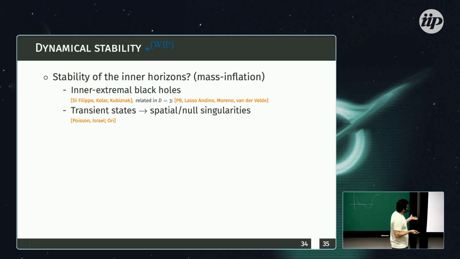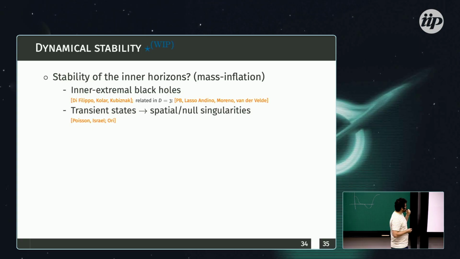Then there is the usual possibility that, if you poke the inner horizon a little bit, these solutions I've been telling you about should be interpreted as transient states. It's not a stable thing, so it will go to something else. And the usual claim is that they should go on to form some spacelike or null singularities.